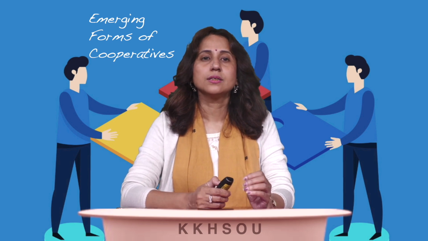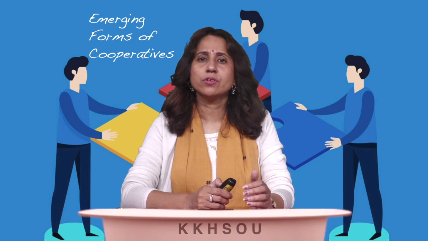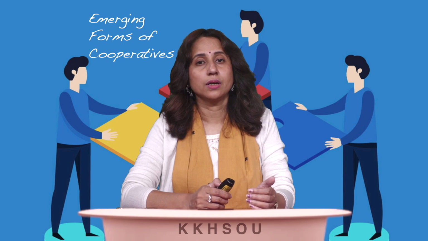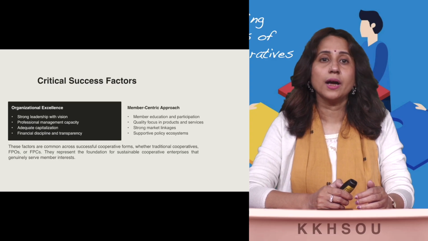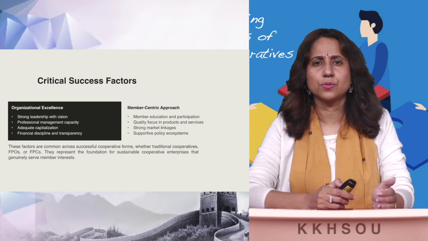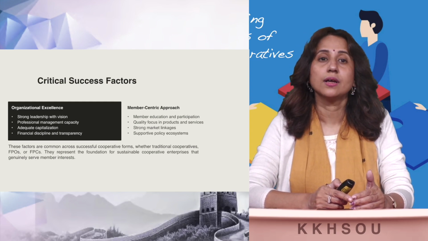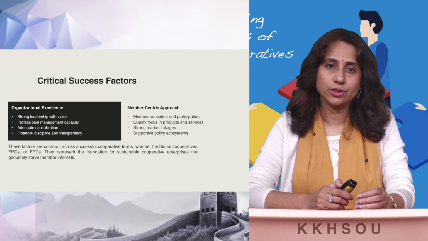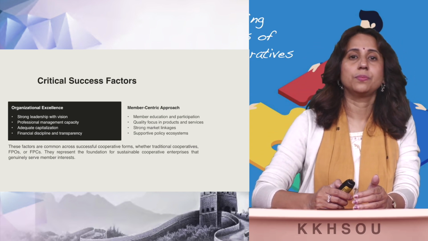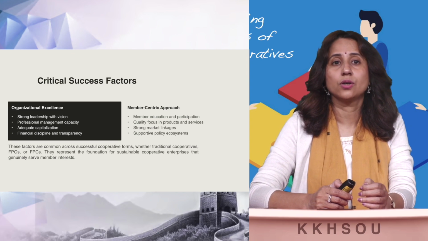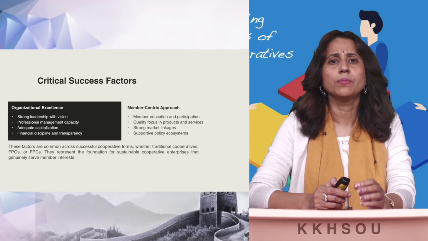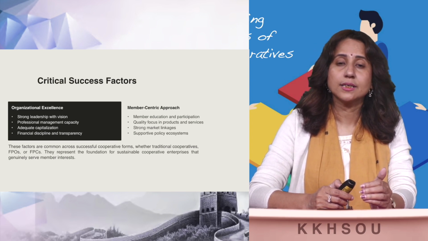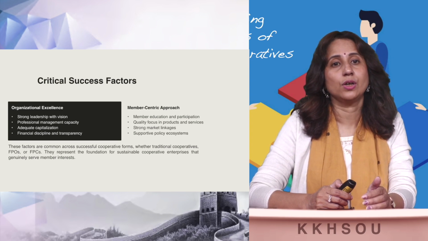So, dear learners, in this video session, we explored the diverse forms of cooperatives operating in India, each serving distinct purposes while sharing fundamental cooperative principles. We examined how cooperatives have evolved from traditional forms to newer organizational structures like FPOs and FPCs that address contemporary challenges while building on cooperative foundations. Agriculture cooperatives, including PACs, marketing cooperatives, processing cooperatives, and input supply cooperatives, form the backbone of rural cooperative infrastructure. And these organizations provide farmers access to credit, inputs, markets, and value addition opportunities.